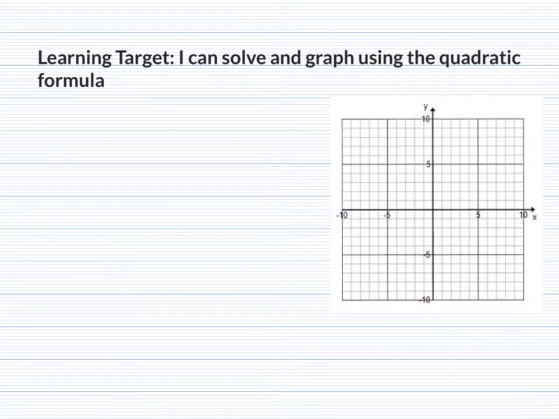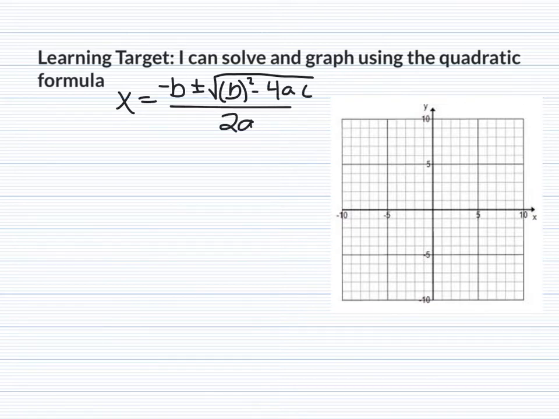All right, hey, welcome to the learning target: I can solve and graph using the quadratic formula. So once again, I want to remind you of the quadratic formula. X equals the opposite of b plus or minus the square root of b squared minus 4ac all over 2a. Okay, so we're going to just take a look at how to graph using that.